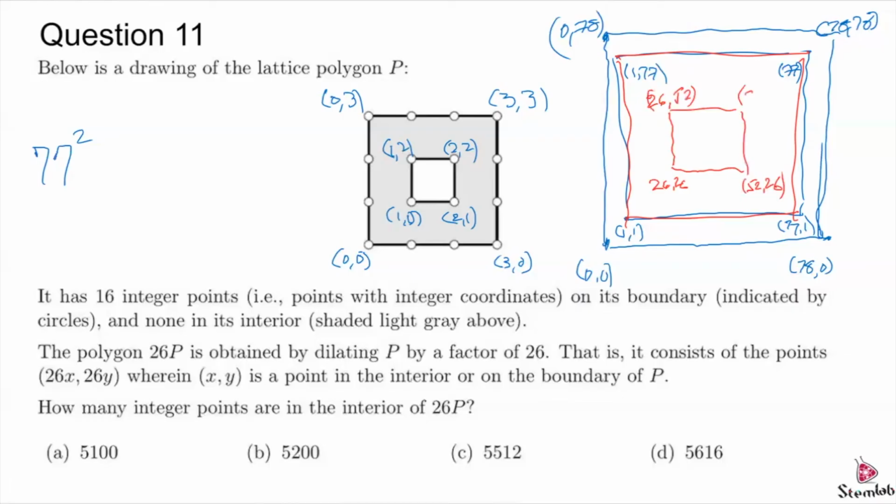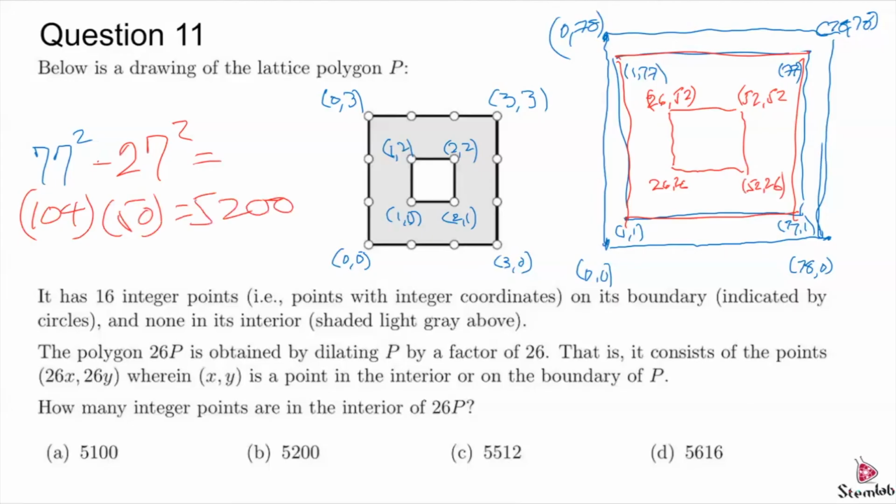And again, 52 comma 52, right? So there's actually 27 lattice. It's actually a 27 by 27 square. So we will need to subtract 27 square lattice points, which are on the inner square. So this, again, just by the difference of two squares, is no more than 104 times 50, or 5,200. Okay, so the answer here is B.